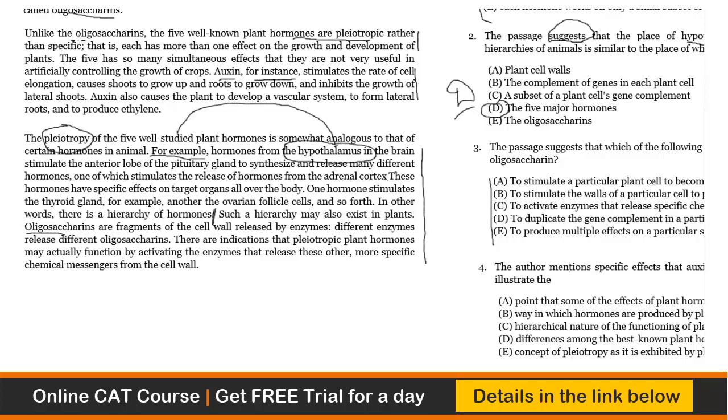That means the oligosaccharin does not have many effects, it has a unique effect. If you read this paragraph, it says, unlike the oligosaccharin, the five well-known plant hormones are pleiotropic rather than specific. That is, each has more than one effect on the growth and development of plants. And they are unlike the oligosaccharin. That means the oligosaccharin does not have more than one effect. It has a singular effect.